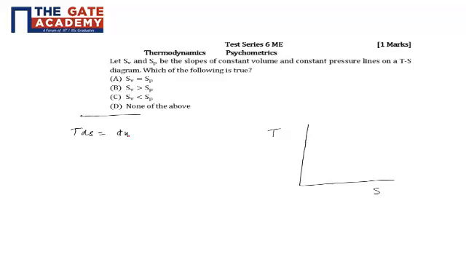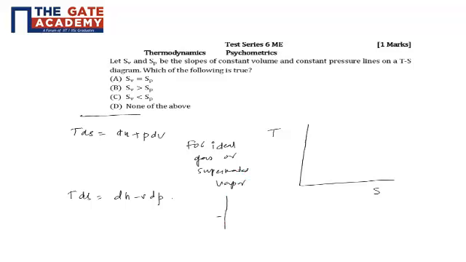Now TdS is dU plus PdV, that is the first equation, and the other equation is TdS equals dH minus VdP. Now for an ideal gas or superheated vapor, we have these assumptions, that dU will be mCv dT and dH will be mCp dT. That is how dU and dH are related.